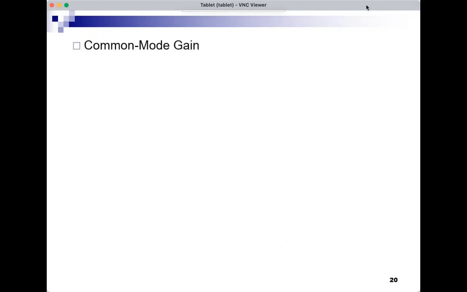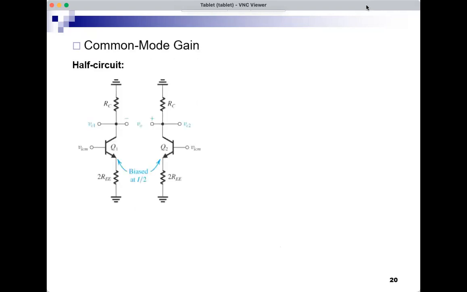What about the common mode gain? Would we have any common mode gain if the two inputs are equal? Do we get an output? This is the half circuit in this case. And I will consider that the current source is non-ideal. Because if the current source is ideal, I will not see any output. If the current source is non-ideal and has an output resistance REE, REE is the output resistance of the current source.